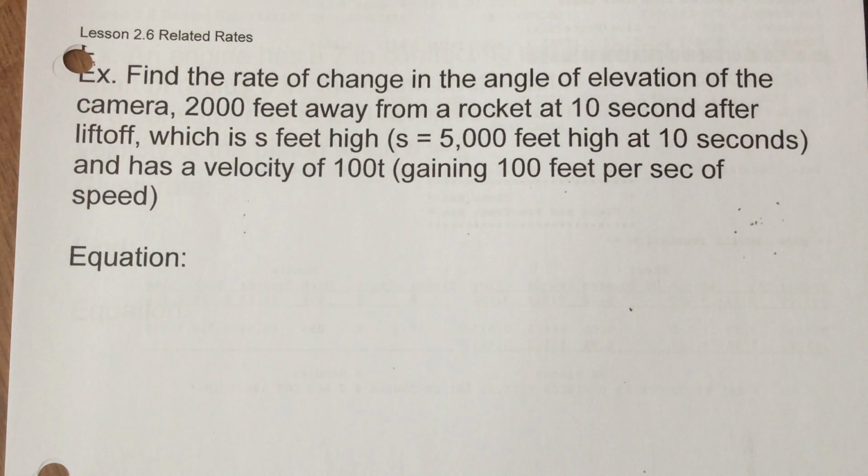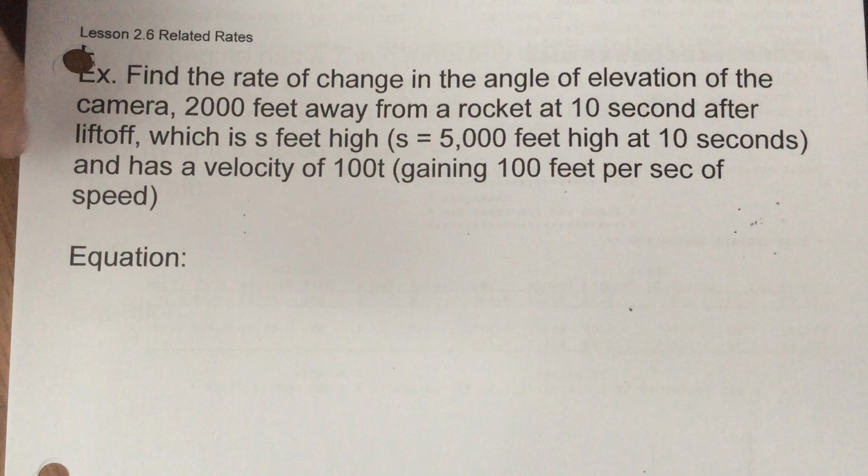All right, so find the rate of change in the angle of elevation of the camera 2,000 feet away from a rocket at 10 seconds after liftoff, which is s feet high. S equals 5,000 feet high at 10 seconds, so we're going to keep that in mind here in a second. It has a velocity of 100 t, gaining 100 feet per second of speed.